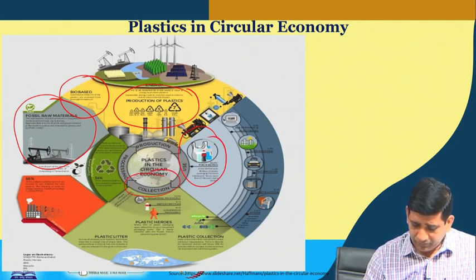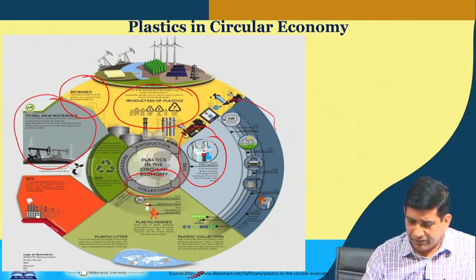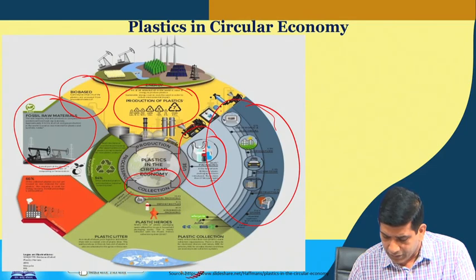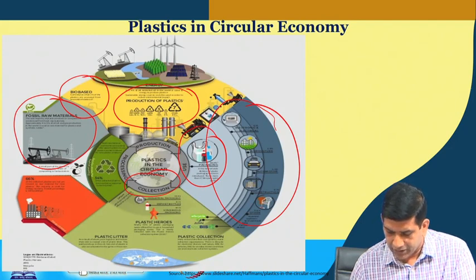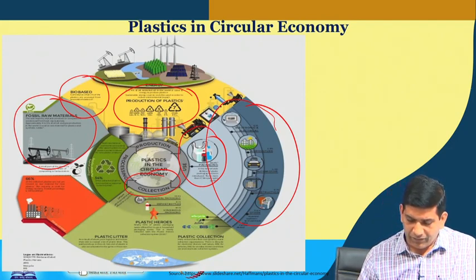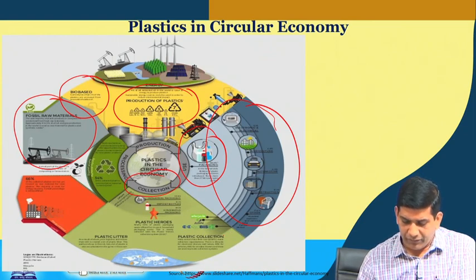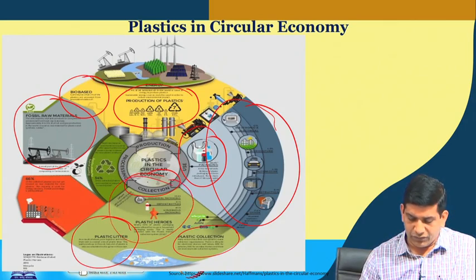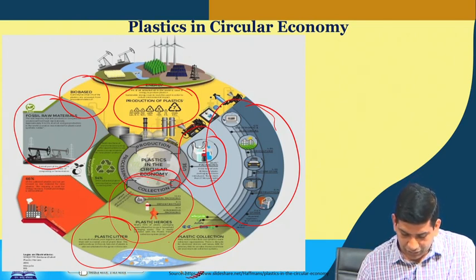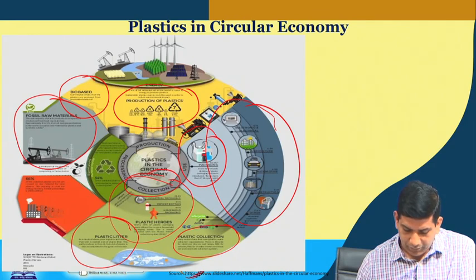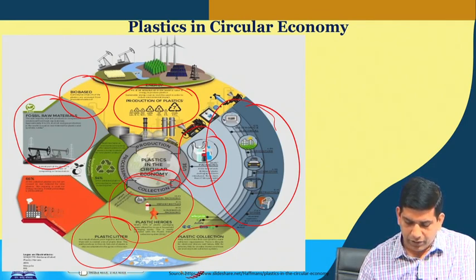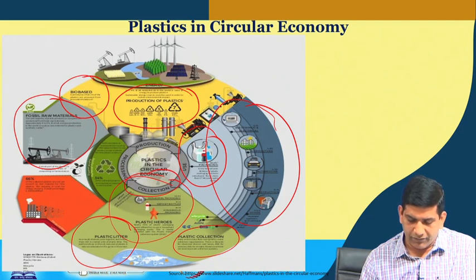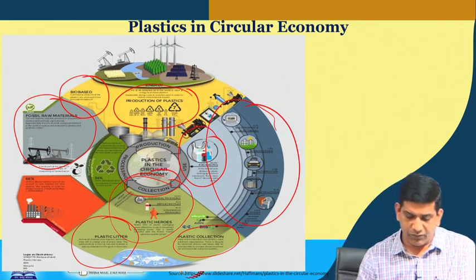Then we have plastic usage in different types of sectors, like the agricultural sector, electrical sector, automotive sector, construction sector, and other sectors where plastic is used. And then after plastic use, when it is disposed, we have to collect it. So, there will be plastic collection, there is the issue of plastic litter, and nearly 50% of plastic packaging goes into a kind of non recyclable system. So, we try to collect that.